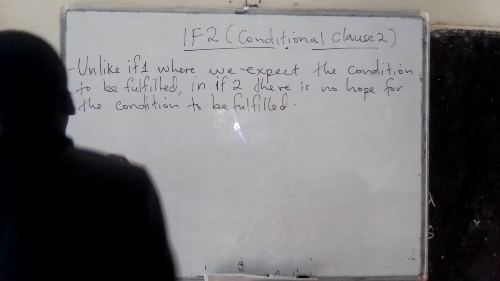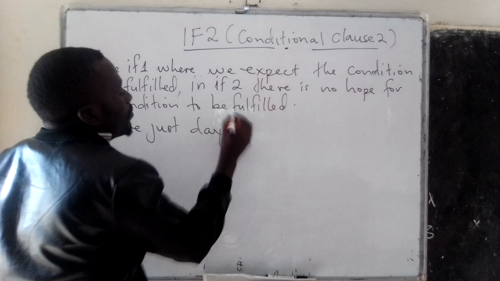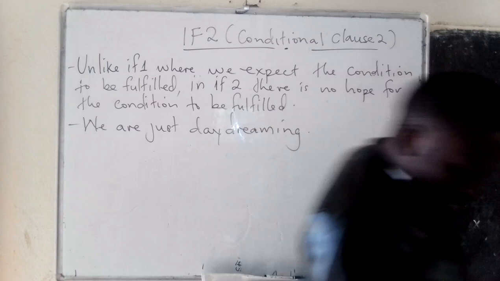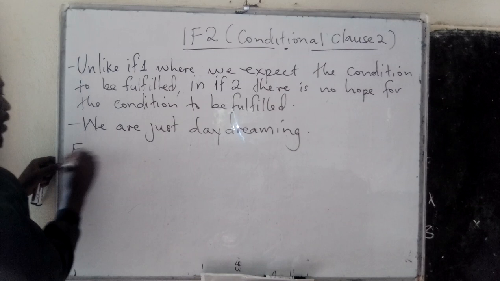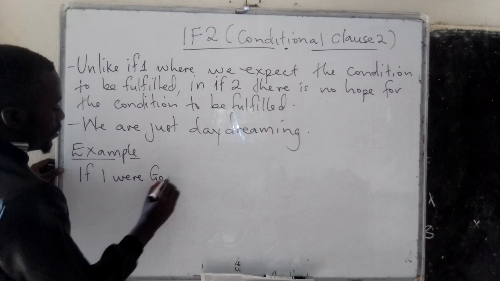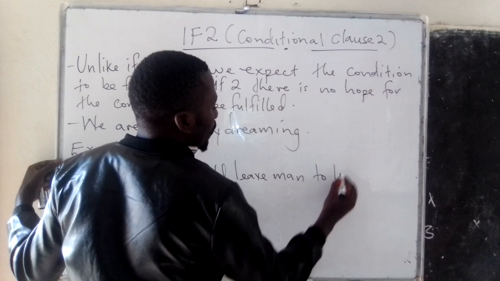It's just like we are just daydreaming. You know what daydreaming is? It is thinking about something that cannot happen. Just imagining things. Okay? You're just assuming things that cannot be fulfilled. For example, if I were God, I would leave man to live forever.